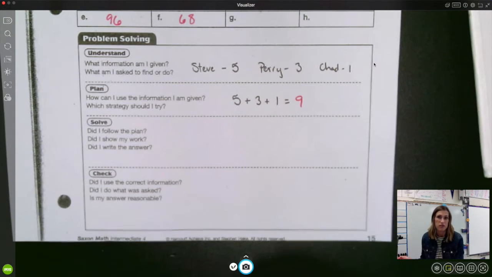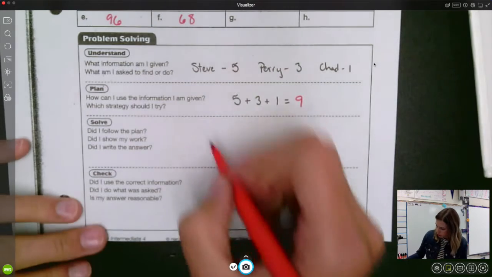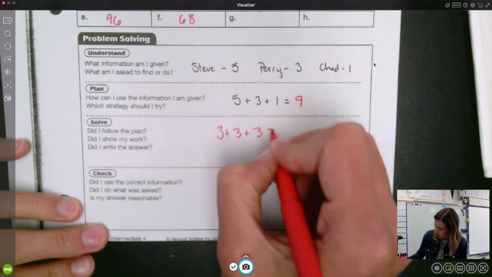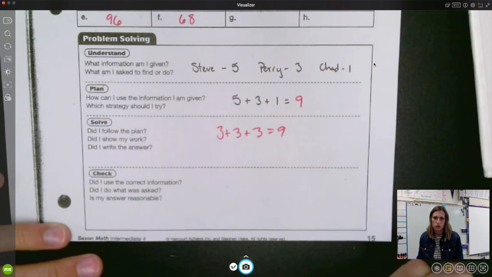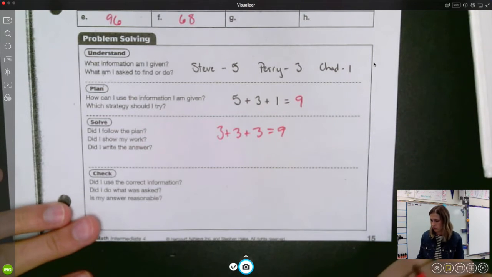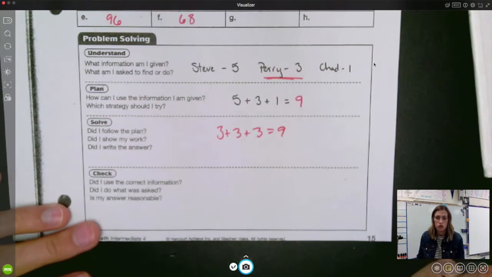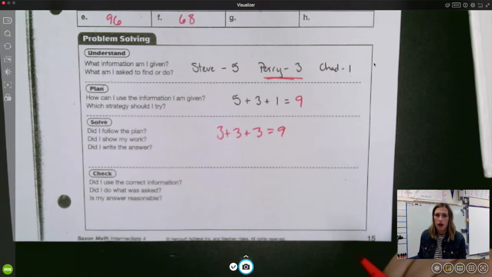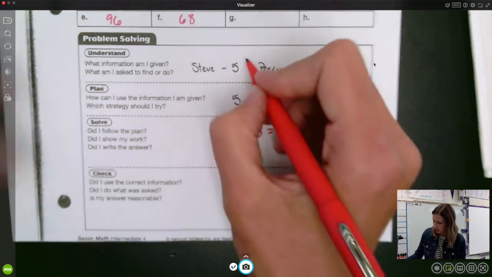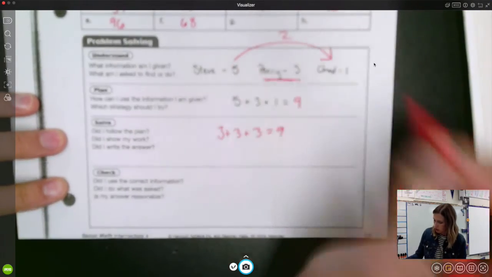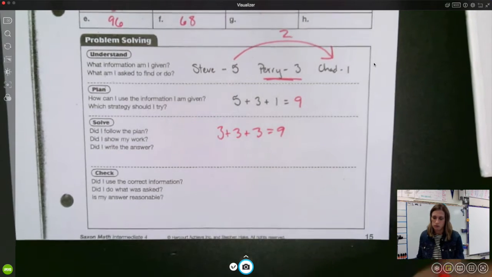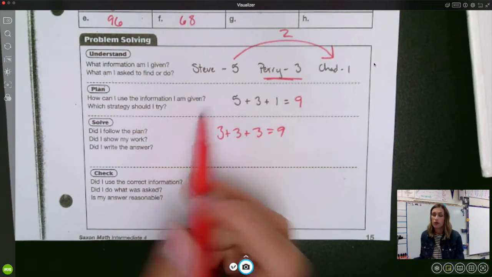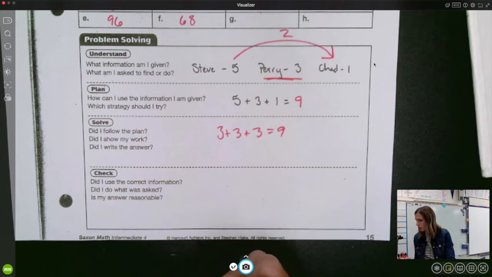Well, yesterday we counted by 3s. I know, 3, 6, 9. So I've got 3 groups, and there's 3 in each group. So 3 plus 3 plus 3 also equals 9. Well, which boy already has 3? Perry. So he's just going to keep his 3. Where's Chad going to get 2 more from? Well, Steve could give 2 to Chad, and then Chad will have 3. How many will that make Steve? Well, 5 minus 2 is 3, so that'll make them all have 3.